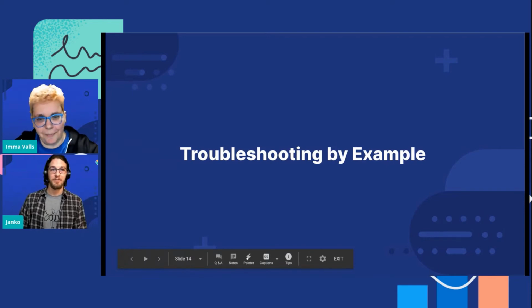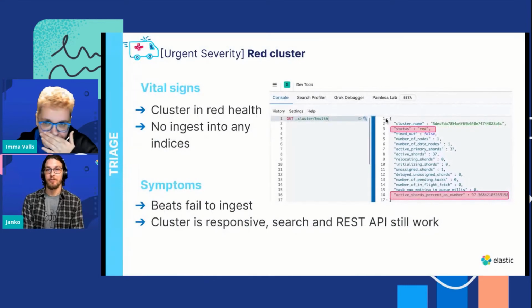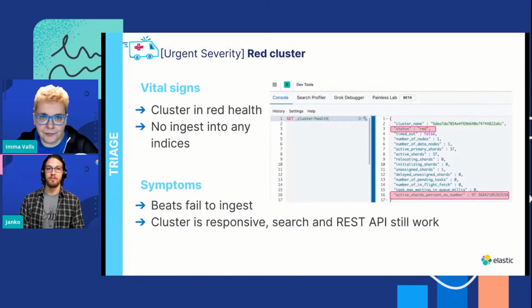Okay, so let's start digging into a typical support case then. Here we have an example of an urgent severity case. The customer has informed us that the cluster has a red status. It's also not ingesting any data.